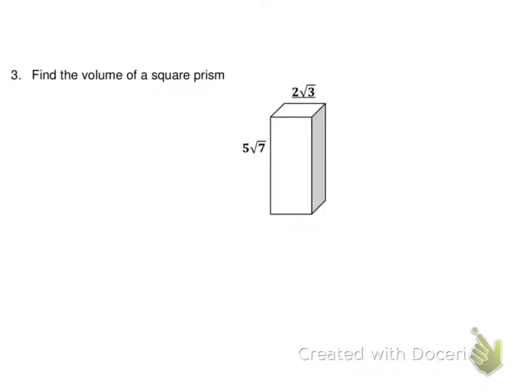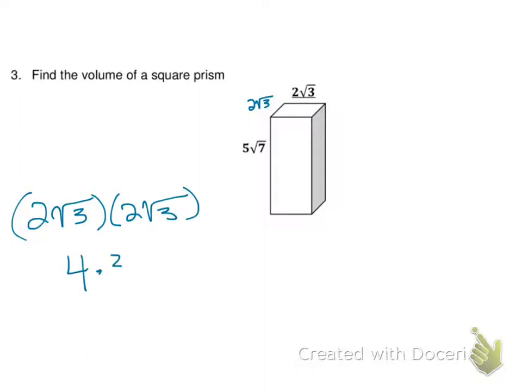So now we have volume. So volume is length times width times height. And it says that it's a square base, so I know that this side right here is also 2 root 3. So I'm going to multiply them all together. So I'm going to pick 2 root 3 times 2 root 3 and do that first. And I get 4 times 3, which is 12. Okay, so I did the 2 and the 2 and got 4, and root 3 times root 3 and got 3, so that's 12. And then I'm going to multiply that times 5 root 7.